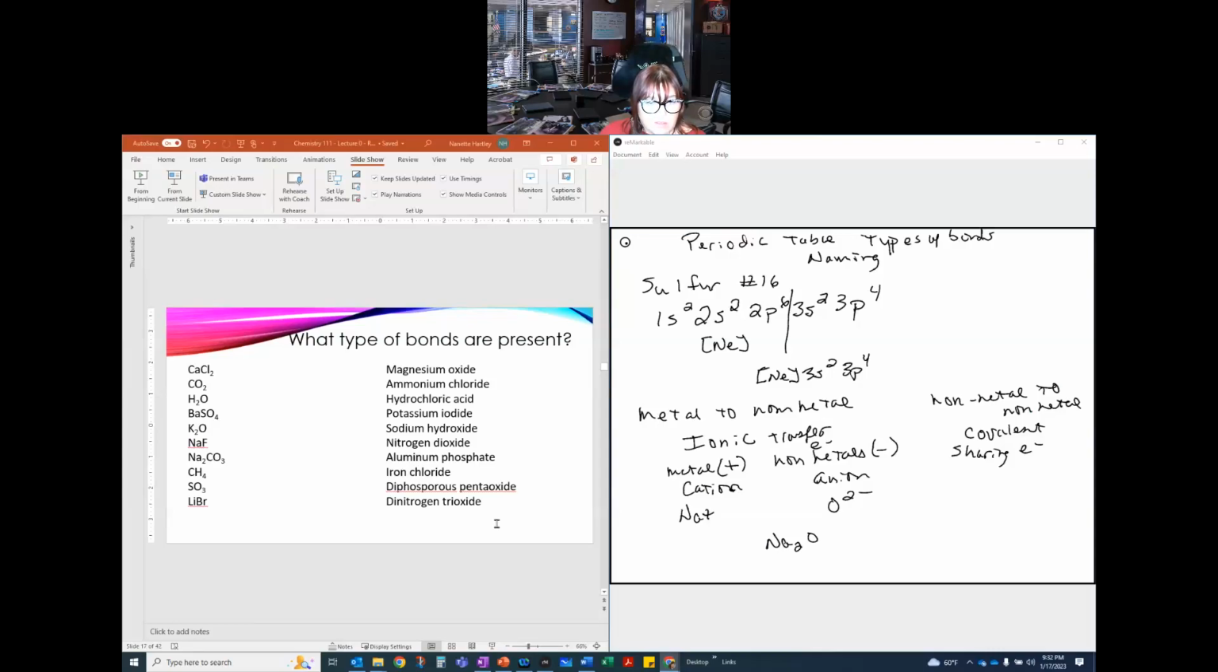I do have some practice here for the types of bonds. I'm going to put the answers for these on D2L rather than going through them right here. I want to get into the nomenclature before we get any further. So I want to make sure that you have those answers on D2L, so I'll put that up.